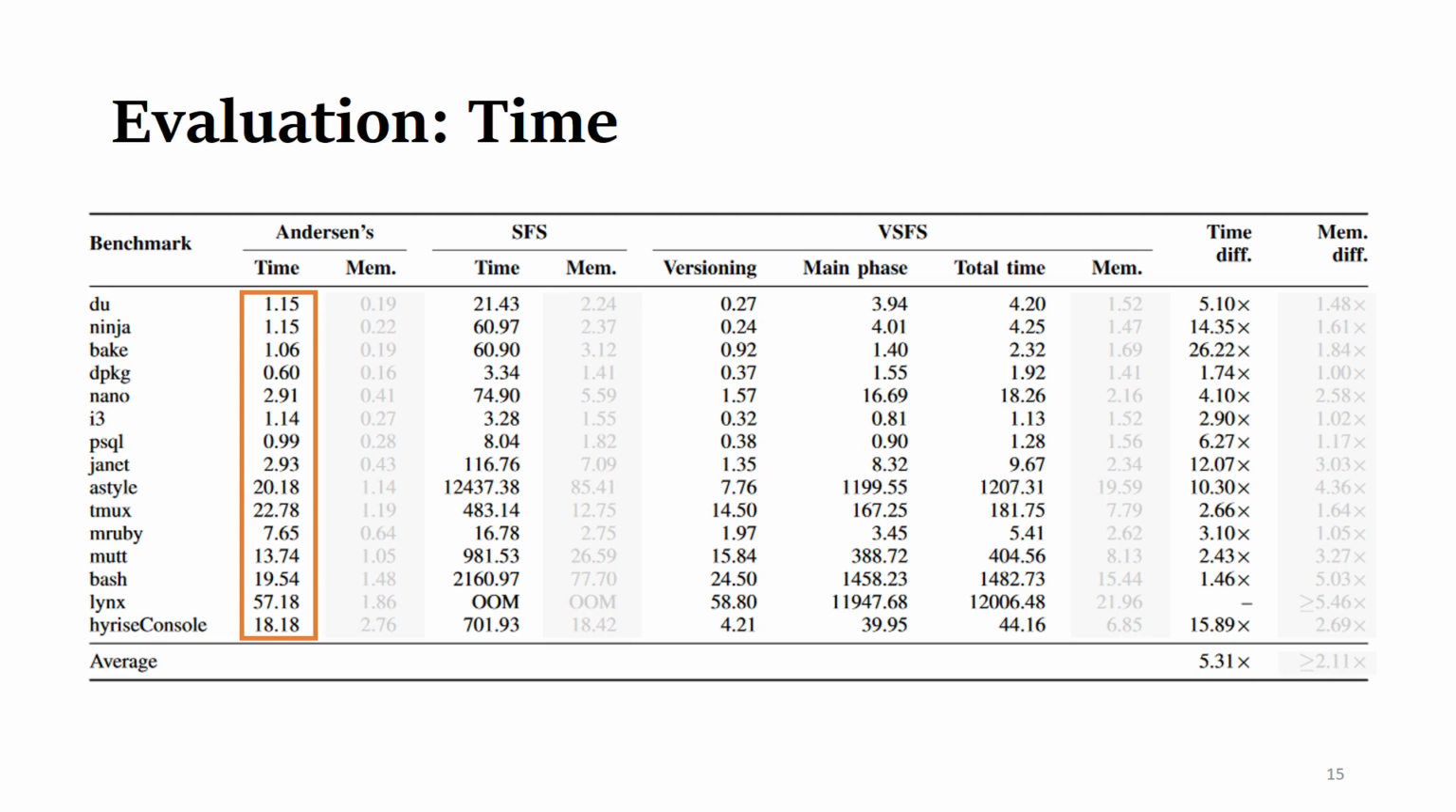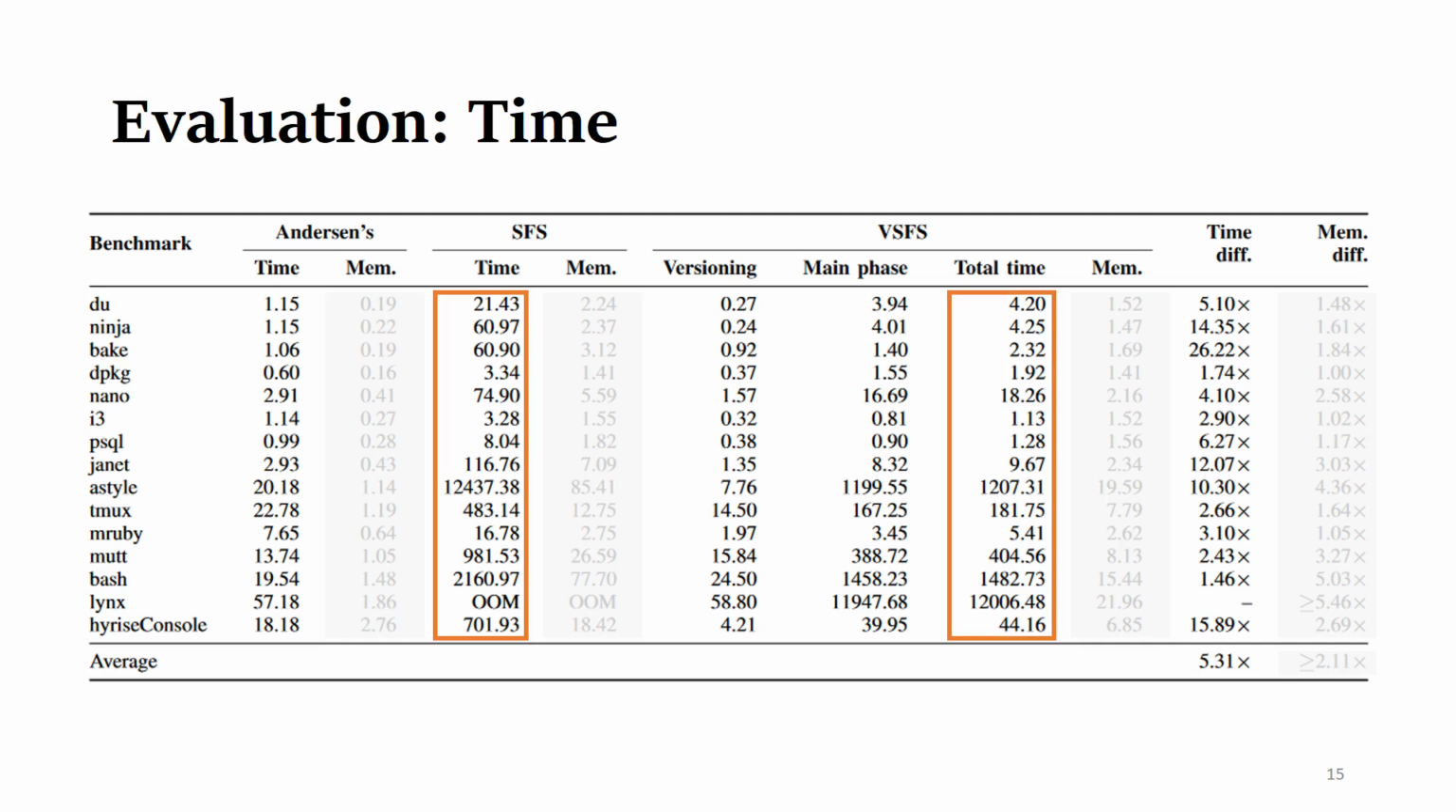The SFS column shows the main phase time of the baseline analysis we are comparing to. It excludes the auxiliary analysis time and the time to construct the memory SSA form and the SVFG. In analyzing one program, links, the analysis ran out of memory. Then, in this VSFS column, we have the time taken for our analysis, a sum of the versioning and the main phase time. Finally, the time difference column shows how many times faster our analysis is. The geometric mean speedup is 5.31 times.